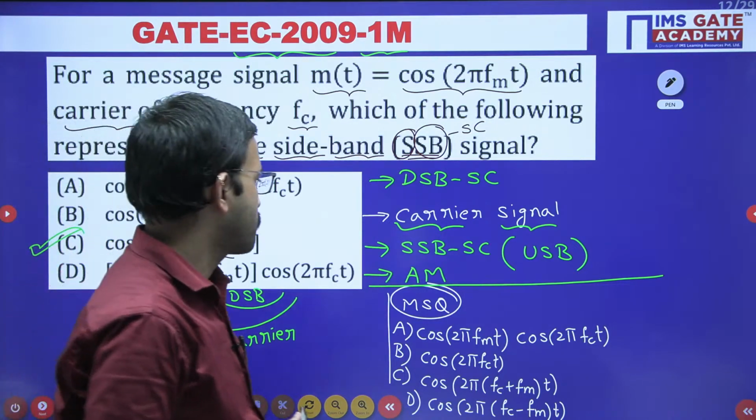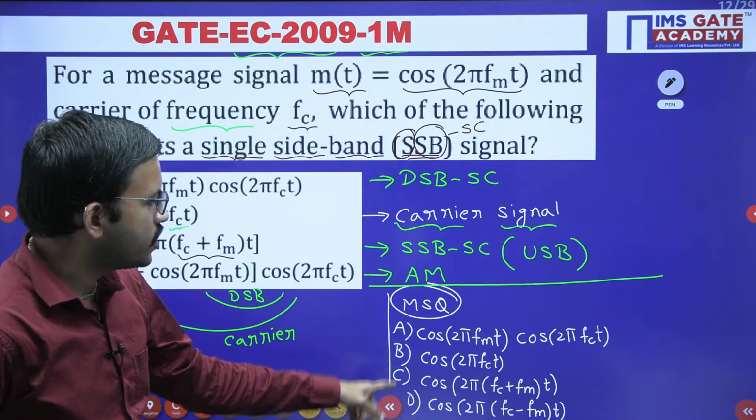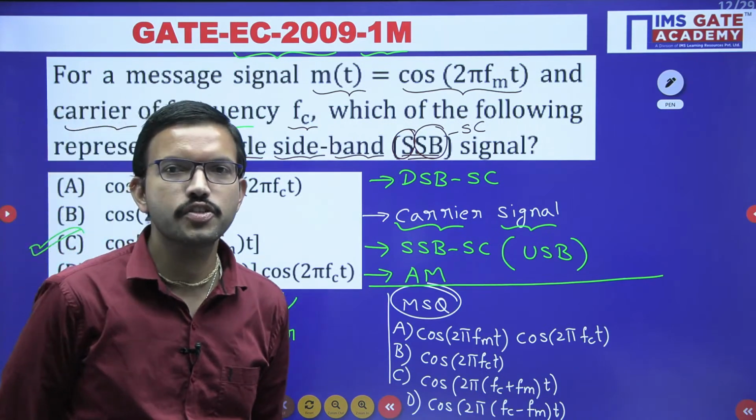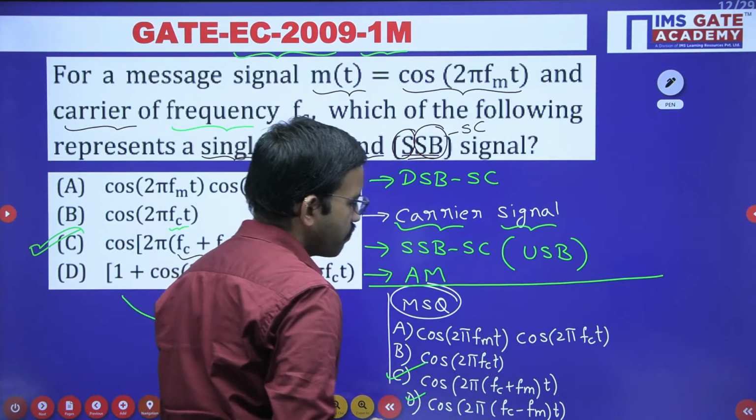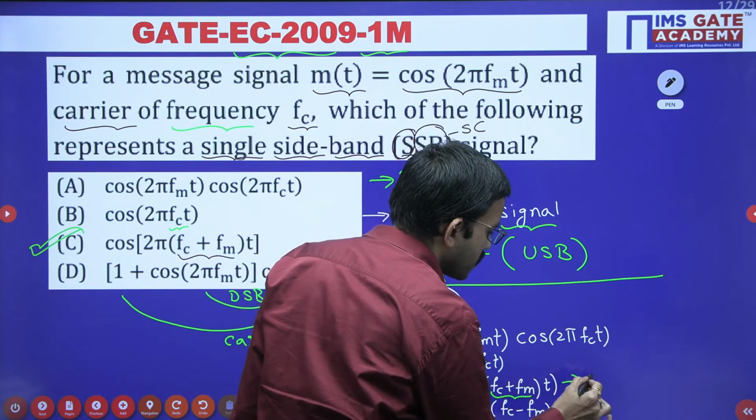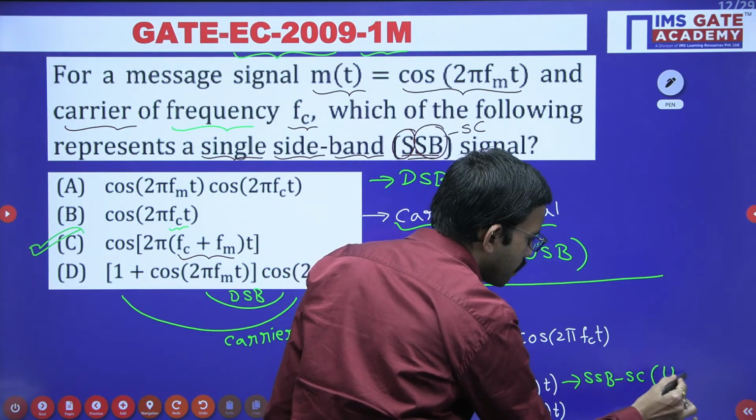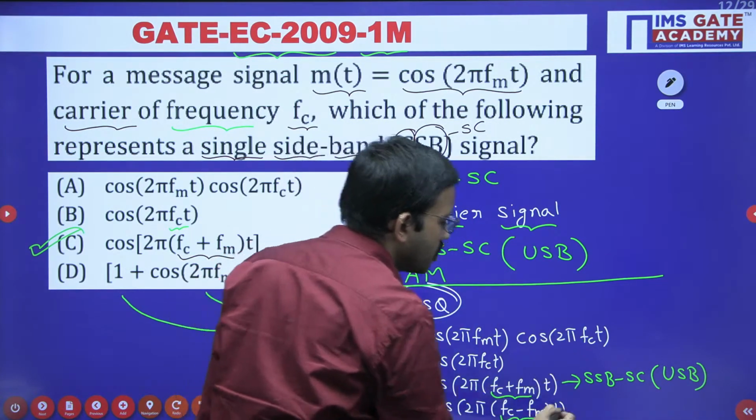Any guess, Naveen? Same question regarding SSB-SC only. Now if you have choices like this, which choices will you choose? Yes, very good. C and D are correct, because here it represents Fc plus Fm, which is the upper sideband. So here you are getting SSB-SC, in that you are getting the upper sideband. Similarly, here you have Fc minus Fm, which is the lower sideband.